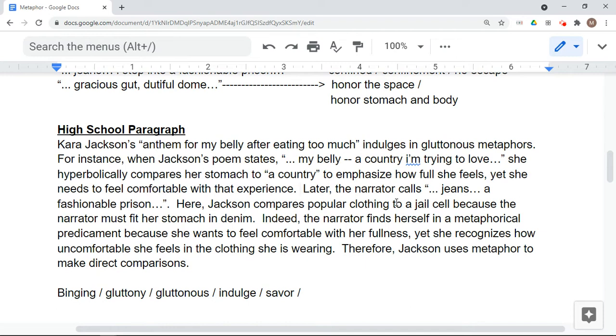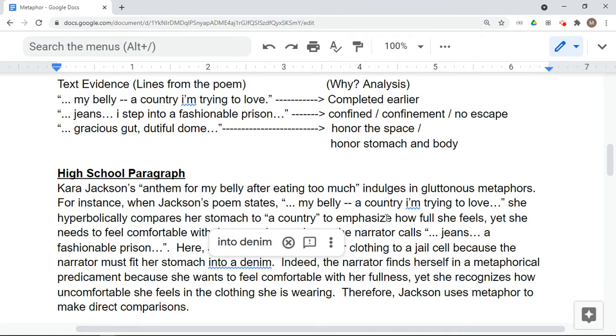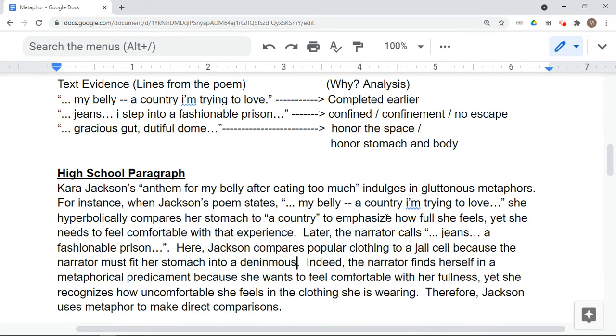Later, the narrator calls jeans a fashionable prison. Here, Jackson compares popular clothing to a jail cell because the narrator must fit her stomach into a denimus. Is that a word? A denimus? I mean, really, nothing's coming up. I just made denim an adjective, into a denimus. Boy, I really feel like I need to look that up.